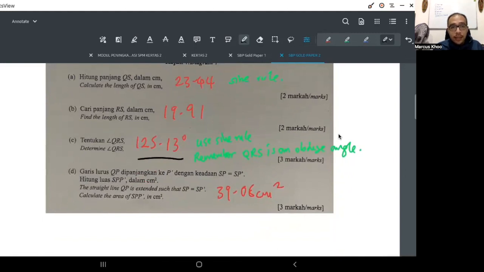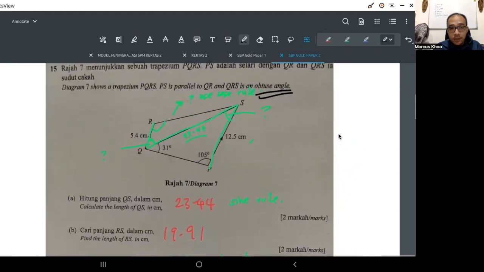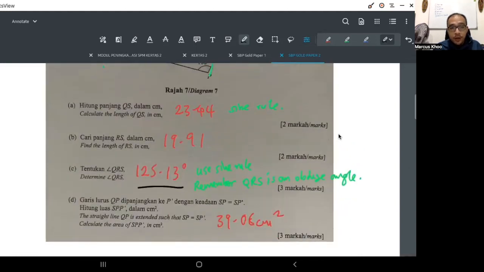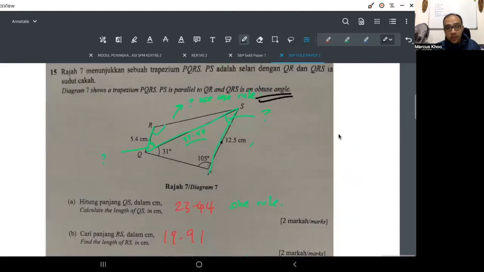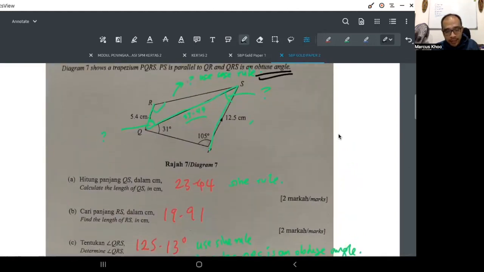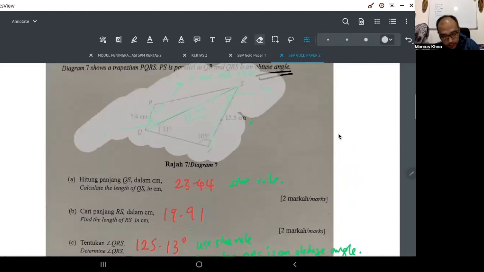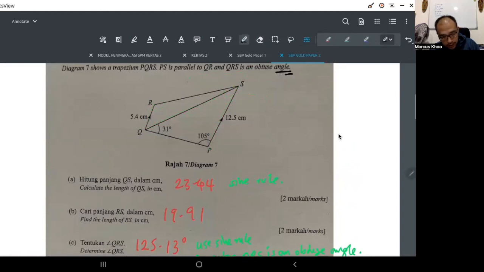Thus, the straight line QP is extended such that SP equals SP prime. So you extend until you get this one. Now, if there's two same lines, then you kind of know where this is heading lah. Let me rub this off. You extend this until you get this line over here, SP prime, and this is also 12.5 cm.